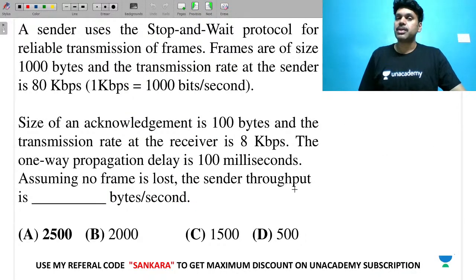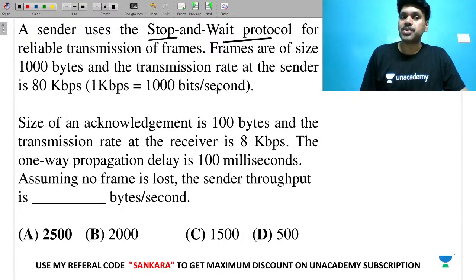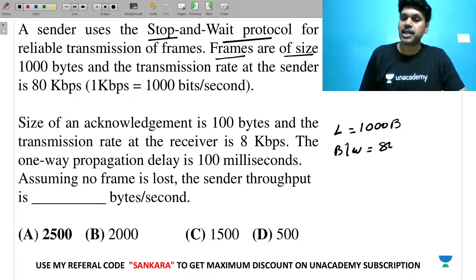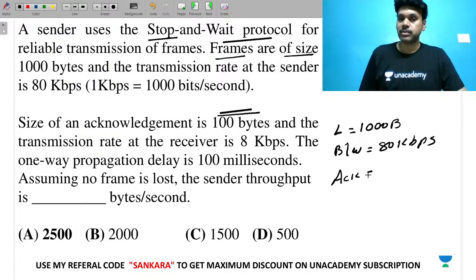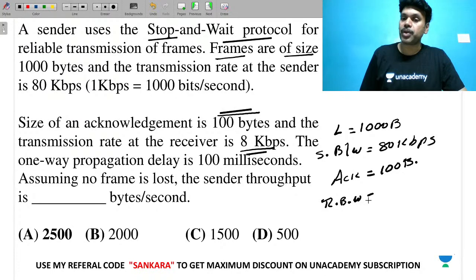Let us solve one more question. Stop and wait protocol is using frame size L equal to 1000 bytes, given, and the transmission rate, bandwidth, is 80 kilobit per second. The size of acknowledgement, this is very important, is 100 bytes. This is sender bandwidth, this is receiver bandwidth, an extra component we are getting here. So receiver bandwidth is 8 kbps. Propagation delay is 100 milliseconds.